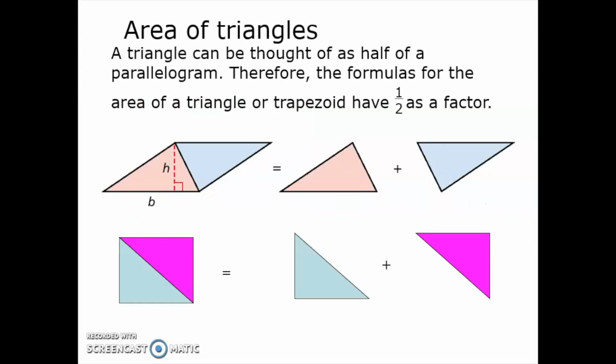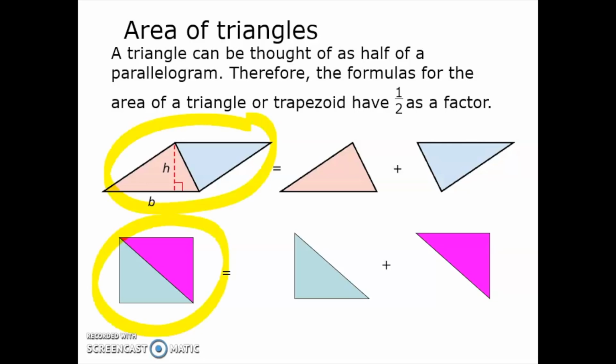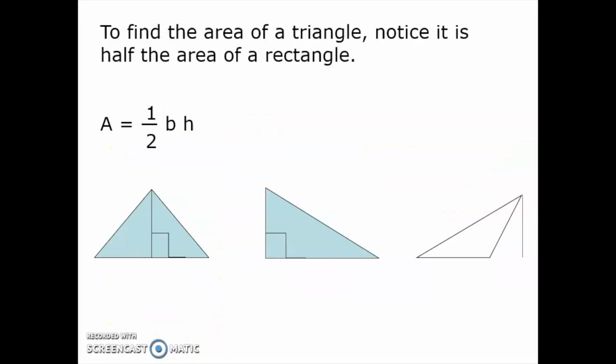The next shape that we're going to review today are triangles. And so you'll see in this picture that I have a parallelogram up first and a rectangle or square. And what I'm trying to show you here is that a parallelogram and a rectangle, if we cut those in half, we end up with two identical triangles. And so therefore, to find the area of the triangle, we just need to find the area of our rectangle and cut it in half. So our formula becomes area equals 1/2 base times height.